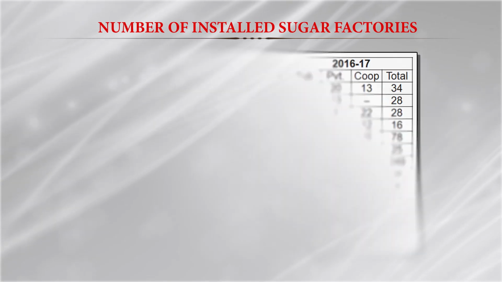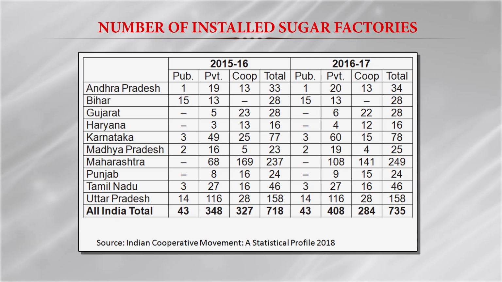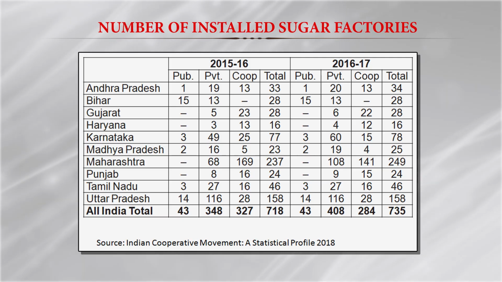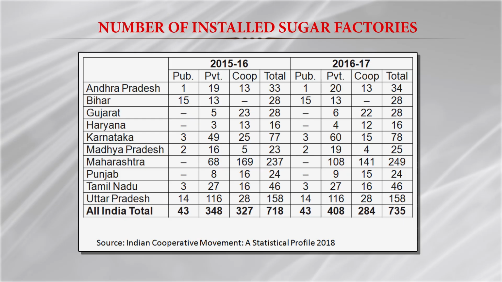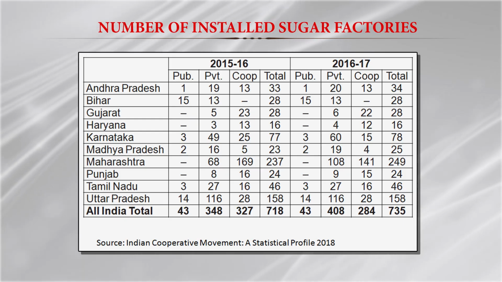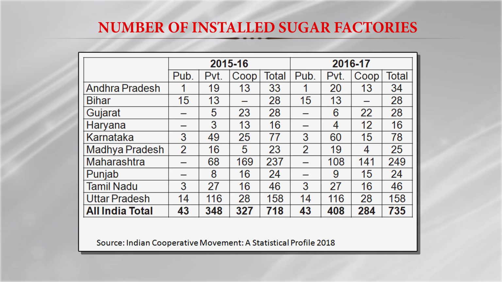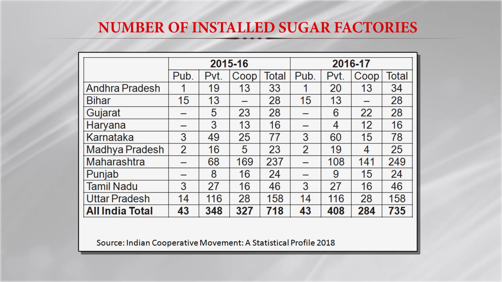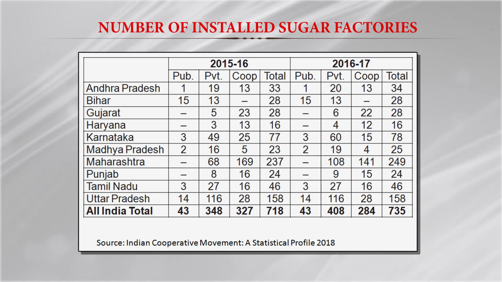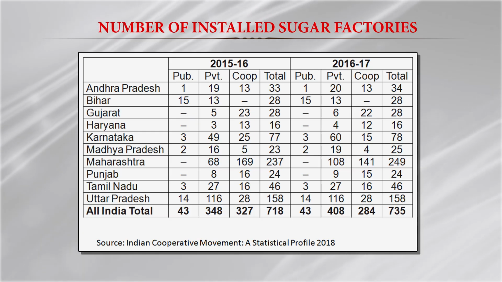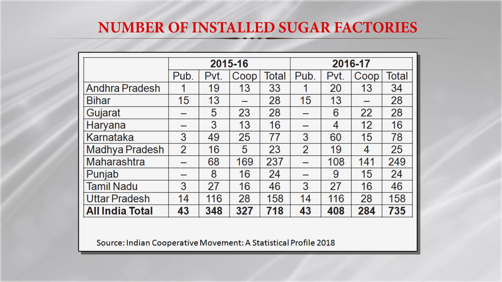And here we can see the number of sugar factories which were established by the public sector, the private sector and the cooperative sector. So here we can see the trend in the establishment of the sugar factories. In the year 2015-16 we had 718 sugar producing factories, and in the year 2016-17 we have 735 sugar factories in the country. So there is an increase in the number of factories, but here we can see there is a constant number of sugar factories established by the public sector.